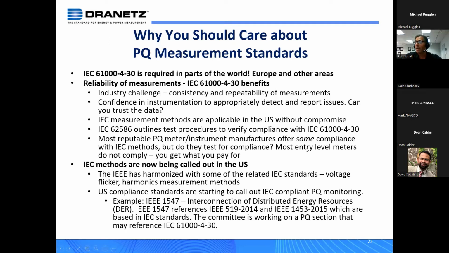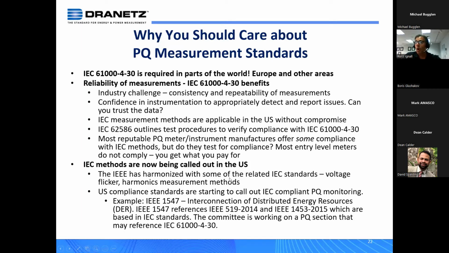And just realize that most entry level meters do not or may not comply. You do get what you pay for. I don't mean to imply they're not good, but they may not have the same measurement techniques as some more advanced meters have. And these days, the cost of the meters will come down significantly to get this Class A compliance.